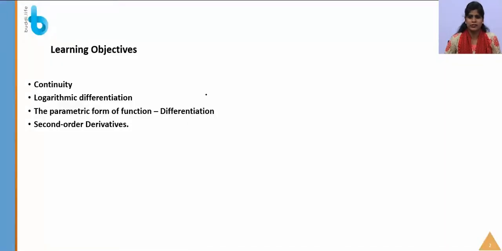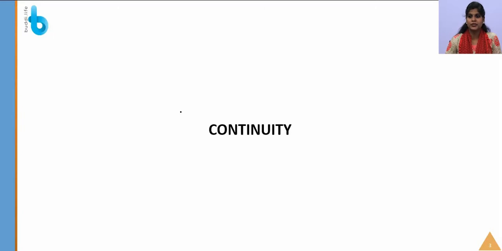So guys, today we are going to see these four topics. First we will see what is continuity, then the differentiation of the exponential function and also the logarithmic function, so that it is useful for all the other differentiation also. Then we will see the parametric form of differentiation, and the second order derivatives. First we will see the continuity.